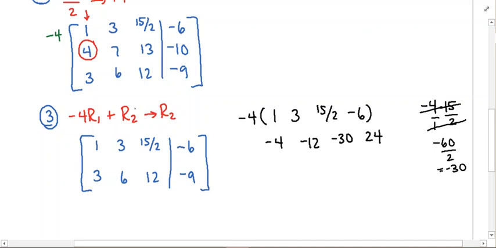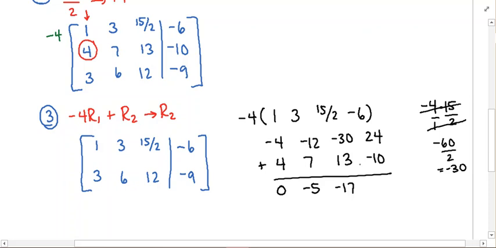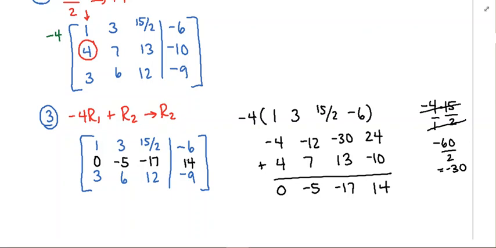You need to add this back to the second row. Go back to the previous matrix. Write down the second row, and add. So we're going to get 0. Negative 12 plus 7 is negative 5. Negative 30 plus 13 is negative 17. 24 plus a negative 10, that's 24 minus 10, which is going to give you 14. We're getting some yucky numbers here, but this is going to be your new second row. Again, I'm just doing the work by hand, but you have your calculator. So we've got a 0 in that spot.